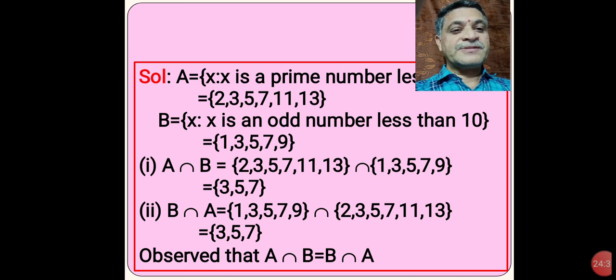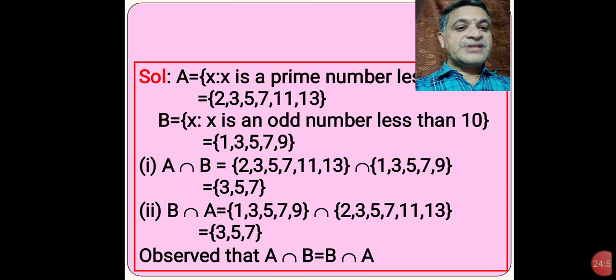You write set A: 2, 3, 5, 7, 11, 13, intersection 1, 3, 5, 7, 9. What are the common elements? 2 is not in common. 3 is common in both, you write 3. And 5 is common in both, you write 5. And 7 is common in both, you write 7. 11 and 13 are not common in both, you need not write these two elements. So only 3 elements are there: 3, 5, 7.